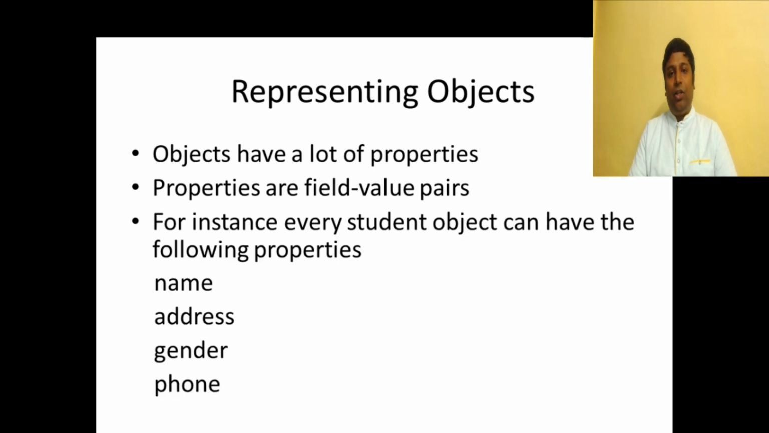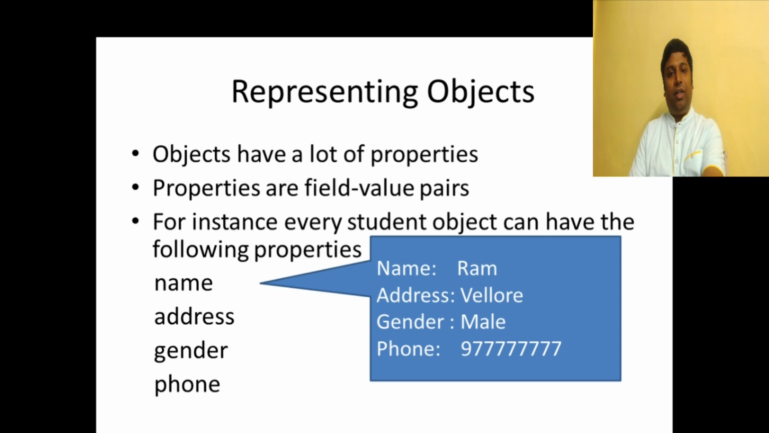For instance, I've taken a student object and I've mentioned some of its properties. You can see here name, address, gender, phone are some of the properties for every student object. And how you represent a specific student, I have given it here. Name is the field, whereas RAM is the value for the field. So an object is represented using field and value pairs. Address here is the field, whereas Vellore is the value.